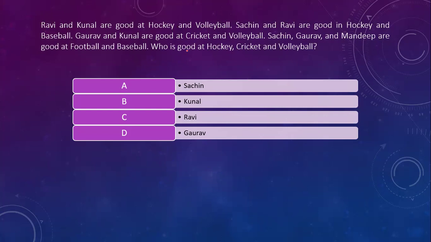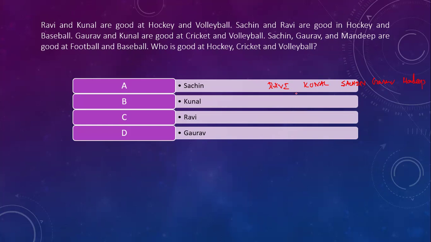Okay, this one is aptitude. Ravi and Kunal are good at hockey and volleyball. Sachin and Ravi are good at hockey and baseball. Gaurav and Kunal are good at cricket and volleyball. Sachin, Gaurav and Mandeep are good at football and basketball. Who is good at hockey, cricket and volleyball? Okay, we can have these: Ravi, Kunal, Sachin, Gaurav, Mandeep.